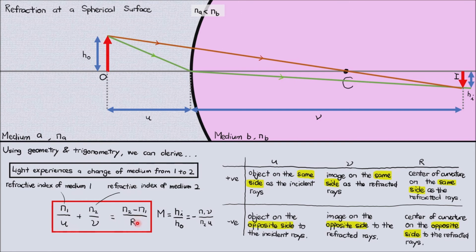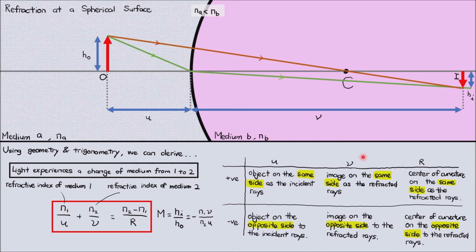For u, v, R, the concept of determining positive and negative, again, is extremely important, but the concept is still the same. For u, if the object is on the same side as the incident ray, then it's positive. Opposite side, then it's negative. So in this case, our object is in front of the surface. I call this the front, and I call this the back. The object is in front, and the incident ray is also in front of the surface, same side. So our u here will be positive.